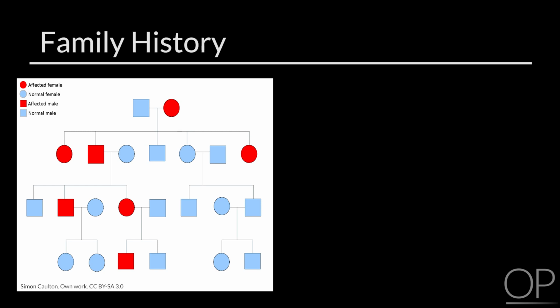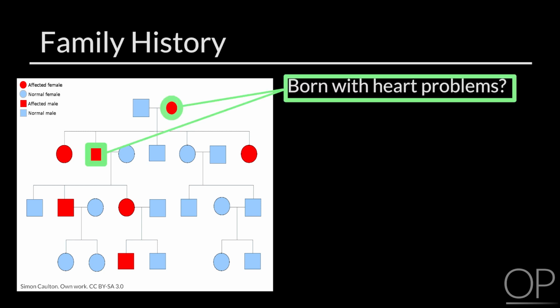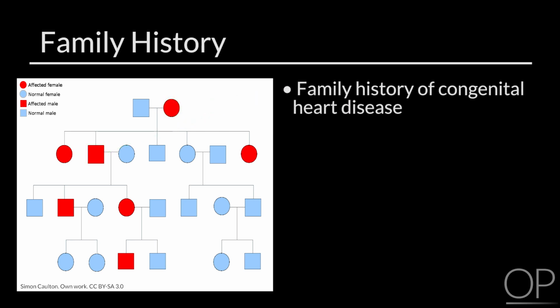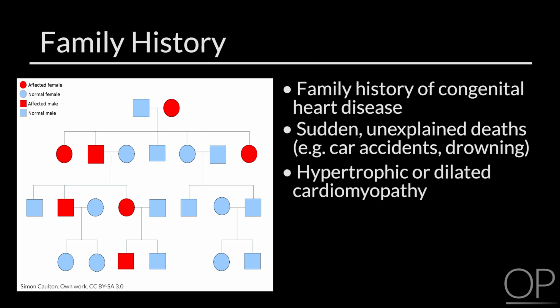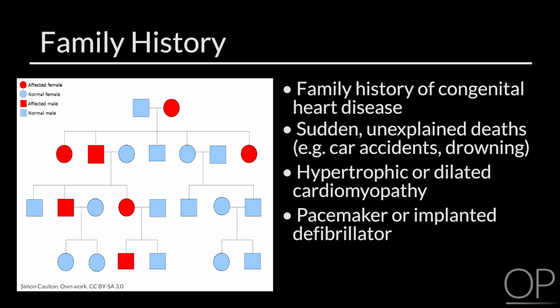Family history. You're going to want to ask if anyone has ever been born with a heart problem. And that'll be your screening for family history of congenital heart disease. Has anyone passed away suddenly or from an unexplained cause? Often I will also ask about unexplained car accidents or drownings, because those can be indicative of electrical problems with the heart. Does anyone have hypertrophic or dilated cardiomyopathy? And does anyone in the family require a pacemaker or an implanted defibrillator?